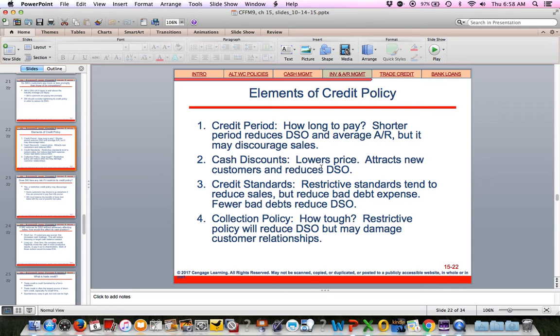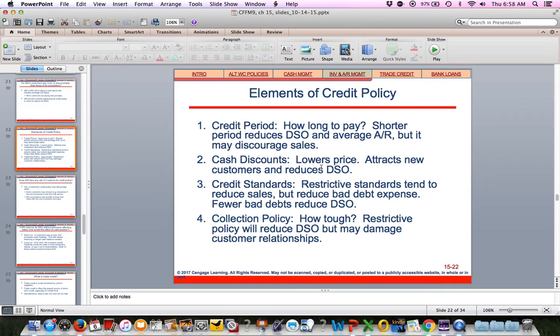Our credit standards, again, how restrictive are we? Are we tougher at screening customers that we sell on credit to? What's our credit policy in terms of what are the minimum qualifications that a business must have to earn credit from us? Those are all types of questions. Because bad debt expense reduces the amount of cash we receive. Fewer bad debts reduces DSO.